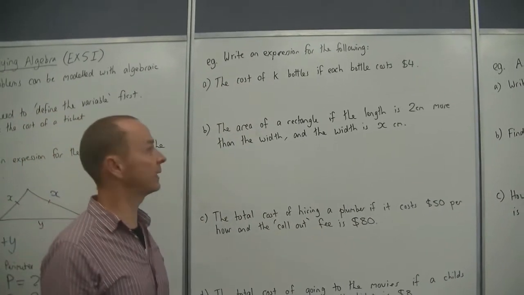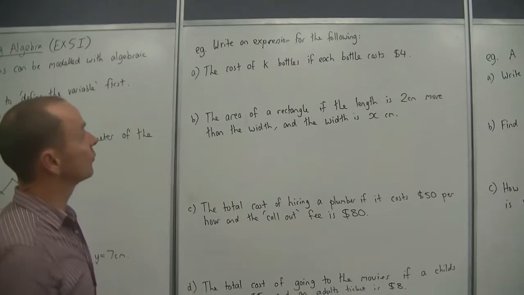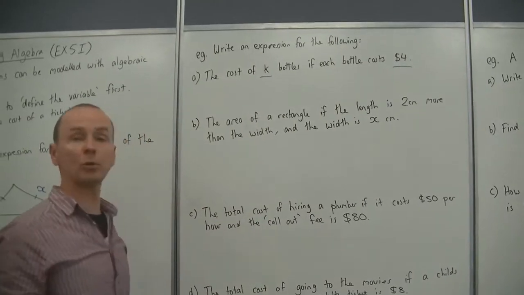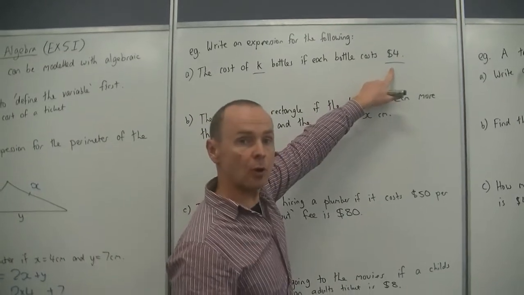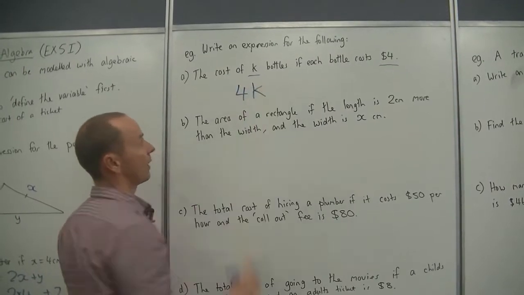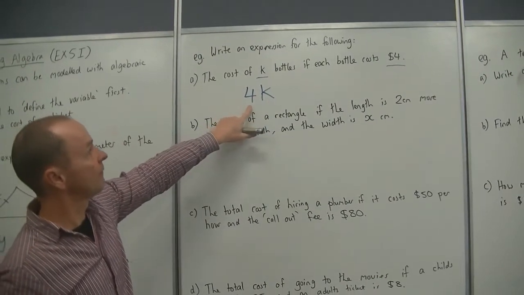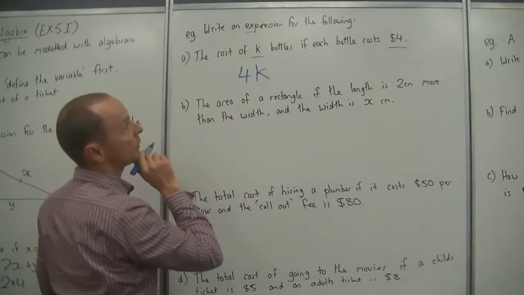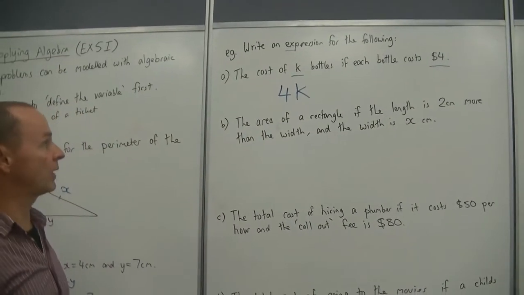So we need to write it in mathematical terms. The cost of K bottles, if each bottle costs $4. So the cost of all the bottles is $4 times the number of bottles. The number of bottles is K. If you thought of that as a number, say there were 10 bottles, it would be 10 times 4. But it's K bottles, so it's K times 4. But we don't write it K times 4, we write 4K. And that's the expression. That's the cost of all those bottles. If I wanted a formula or an equation, I could write cost equals. And then you've got yourself an equation.